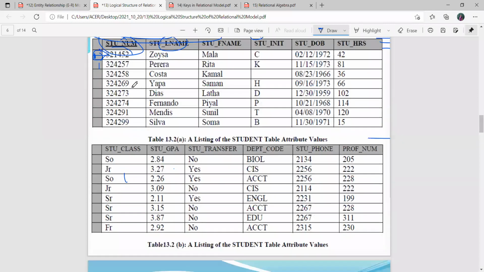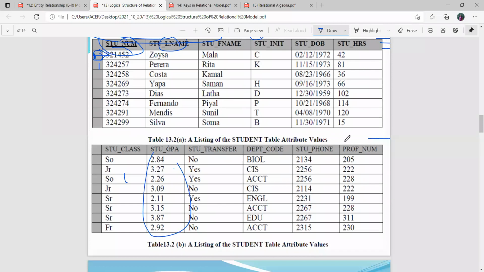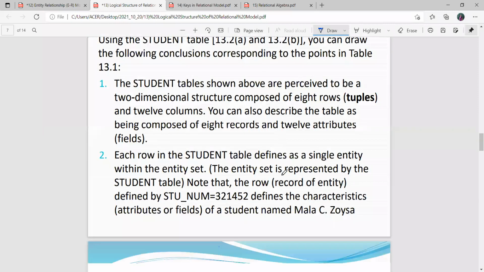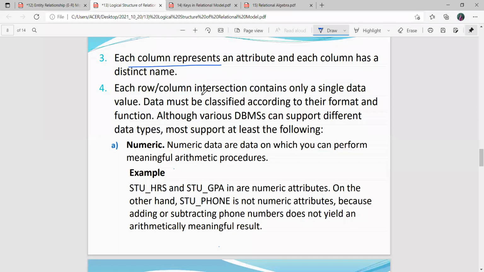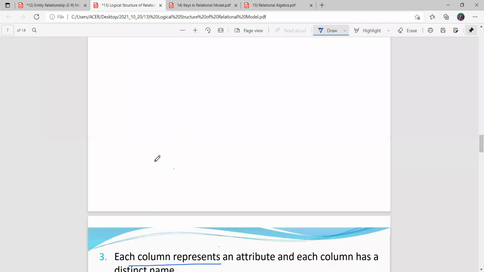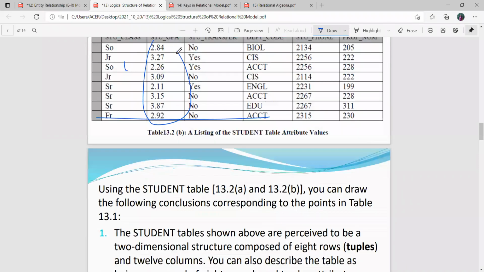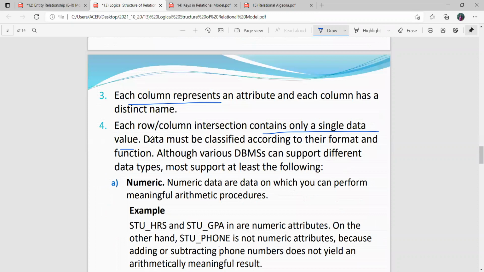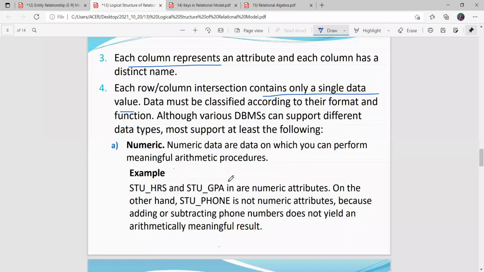You can see there are numeric values and character values, that means text values, and sometimes date values, and sometimes decimal values. All these can be taken as a record. Again, there are so many data types available in this table. Each row and column intersection contains a single data value. This data value can have different data types. So these are some data types available in the database.